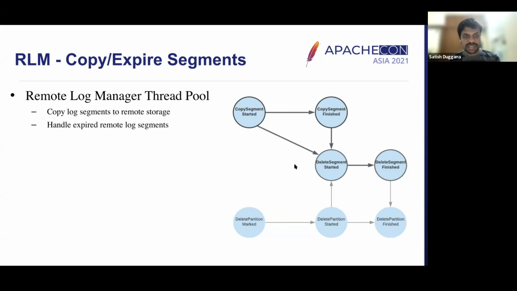There are similar states available for delete. This gets kicked in whenever there are retention related operations, like whenever you want to delete a segment because its retention has expired. Before it actually deletes from the remote storage, it updates the remote log segment metadata state with delete segment started. Then it deletes the particular segment in the remote storage. Once the deletion is considered successful, it updates the state again with delete segment finished.